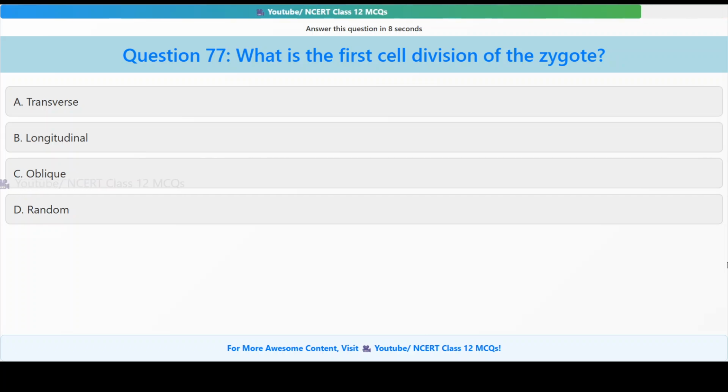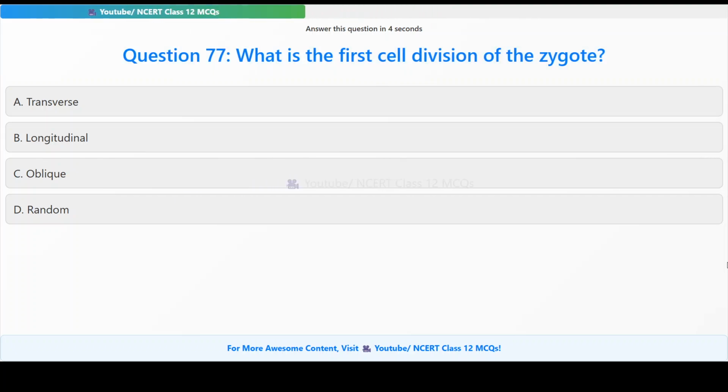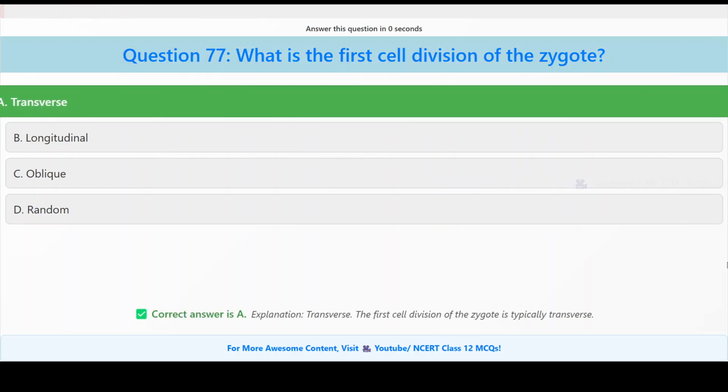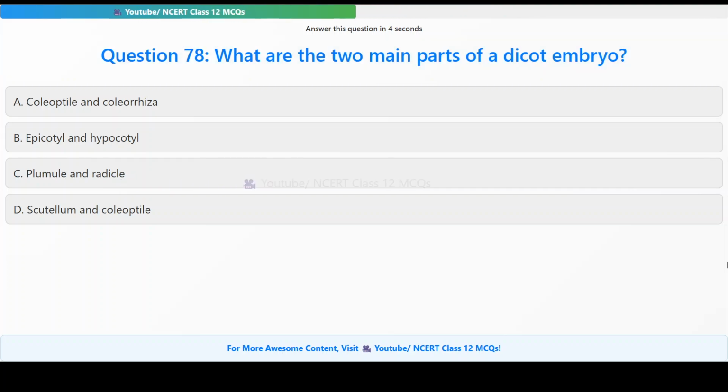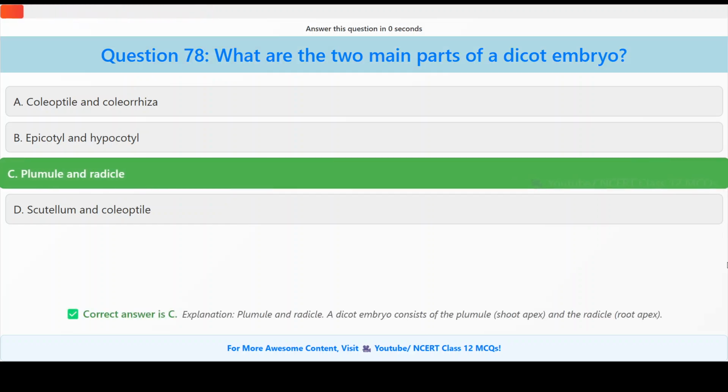Question 77. What is the first cell division of the zygote? Transverse. The first cell division of the zygote is typically transverse. Question 78. What are the two main parts of a dicot embryo? Plumule and radicle. A dicot embryo consists of the plumule, shoot apex, and the radicle, root apex.